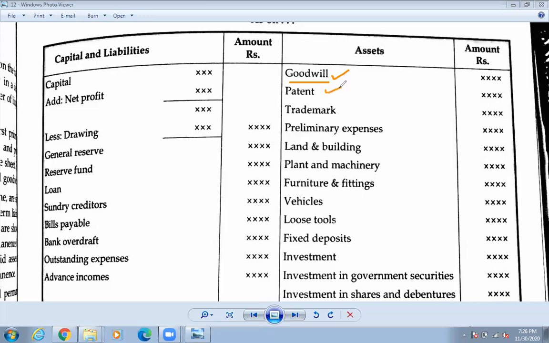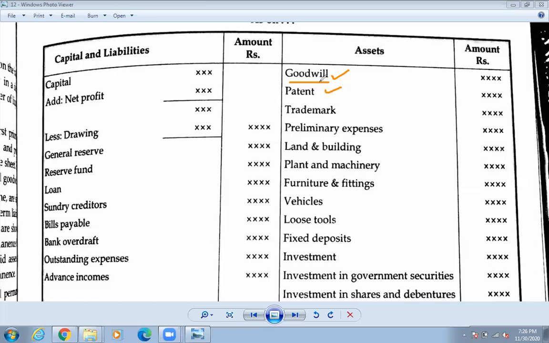Did you understand the meaning of goodwill or not? Goodwill, so it is a good will, a relationship. A good relationship that has been adopted, and due to that, many people are attracted towards it. That is the goodwill. For example, because of me, if many parents are attracted towards the school, then that is called my goodwill.